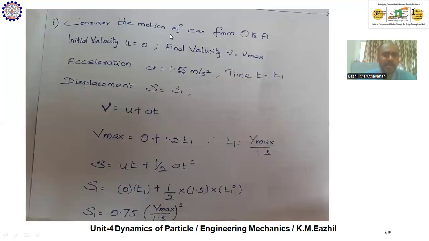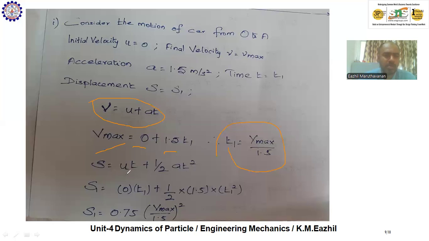Let us write the given data. The acceleration is 1.5 meter per second square. The initial velocity for stage 1 will be 0, and the final velocity for stage 2 will be 0. So V is equal to V max, that is the maximum velocity attained. We substitute in the formula V is equal to U plus AT. Here V is equal to V max, and it starts from rest, so U is equal to 0, and acceleration is 1.5. Therefore T1 is equal to V max divided by 1.5.